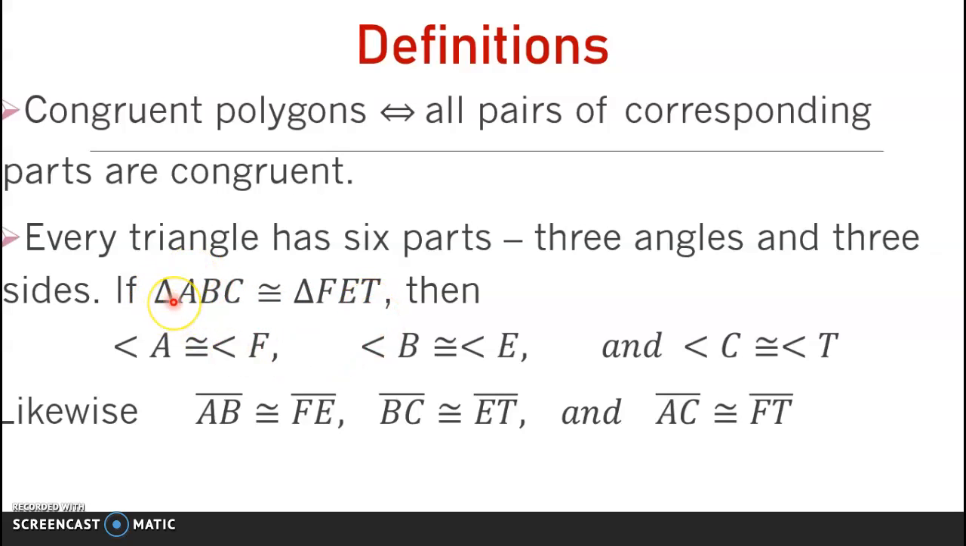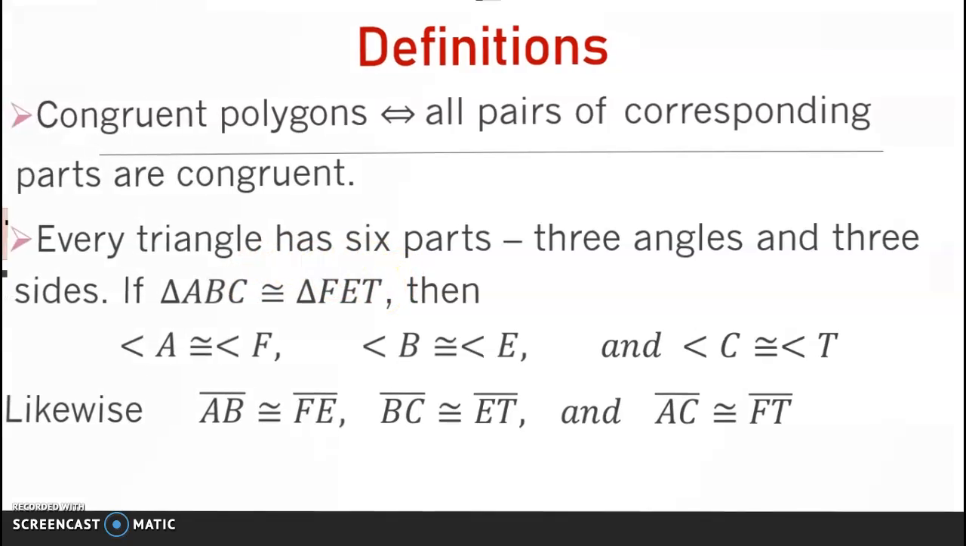Sometimes you look at the order, even without the picture, like here where you have triangle ABC congruent to triangle FET. So angle A must be congruent to angle F. Angle B must be congruent to angle E. Angle C must be congruent to angle T. It has to go in that order. Likewise, segment AB has to be congruent to segment FE, segment BC has to be congruent to segment ET, and segment AC has to be congruent to segment FT, and so forth.